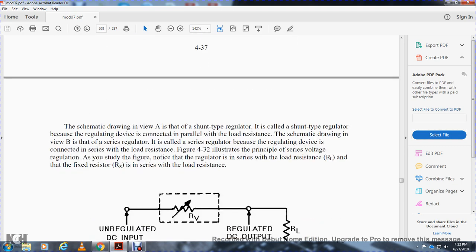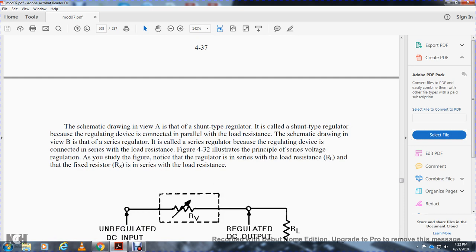In the schematic drawing, view A is the shunt type of regulator. It is called a shunt regulator because the regulating device is connected in parallel with the load resistance. In the schematic diagram, view B is the series regulator. It is called a series regulator because the regulating device is connected in series with the load resistance. Figure 4-32 illustrates the principle of series voltage regulation.